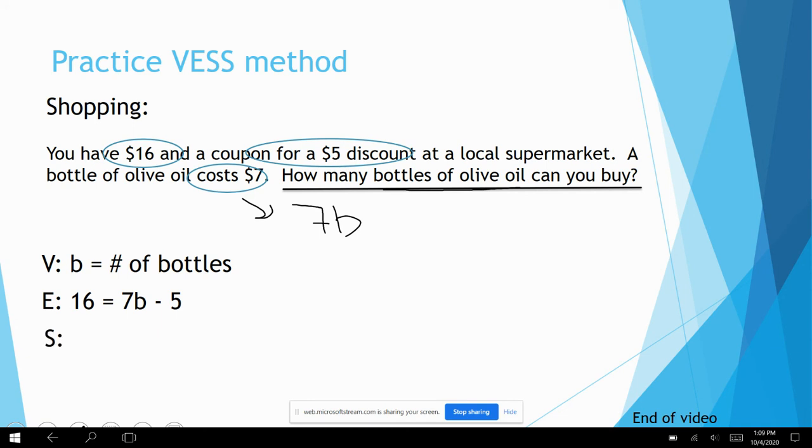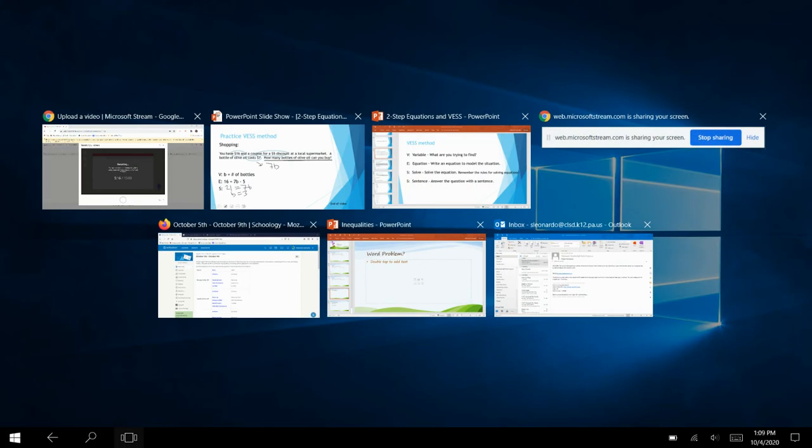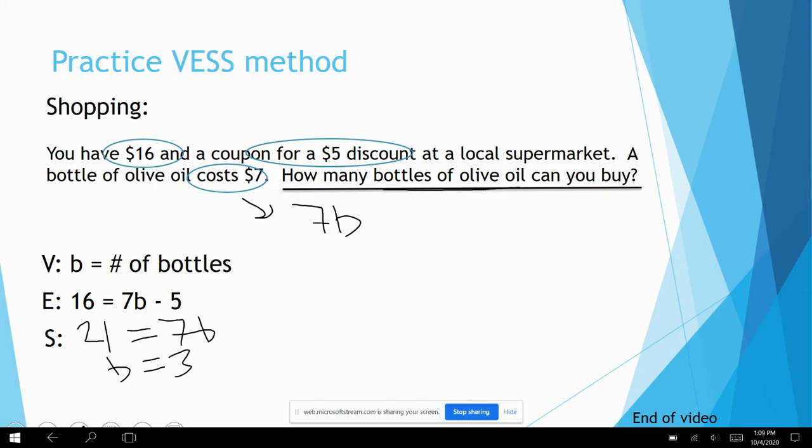Now we solve. So since it's subtracting 5, we add 5 to both sides. So we get 21 equals 7b. Okay, divide by 7, and b is going to be equal to 3. We write a sentence that says, I can buy 3 bottles of olive oil at the store.